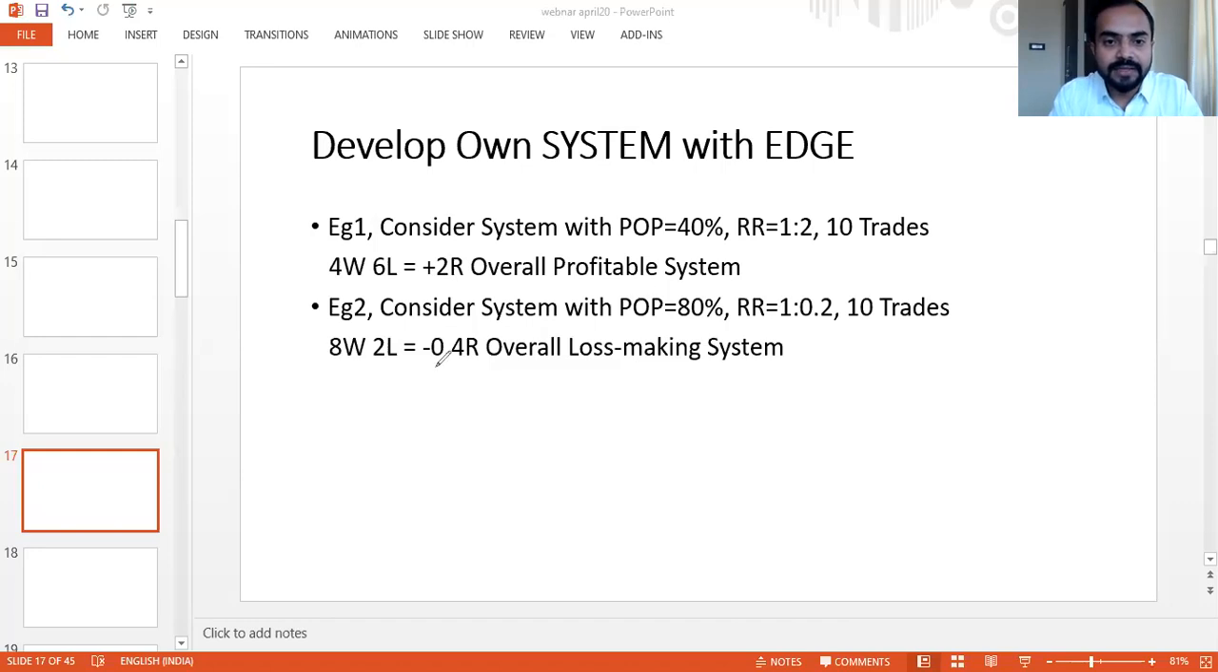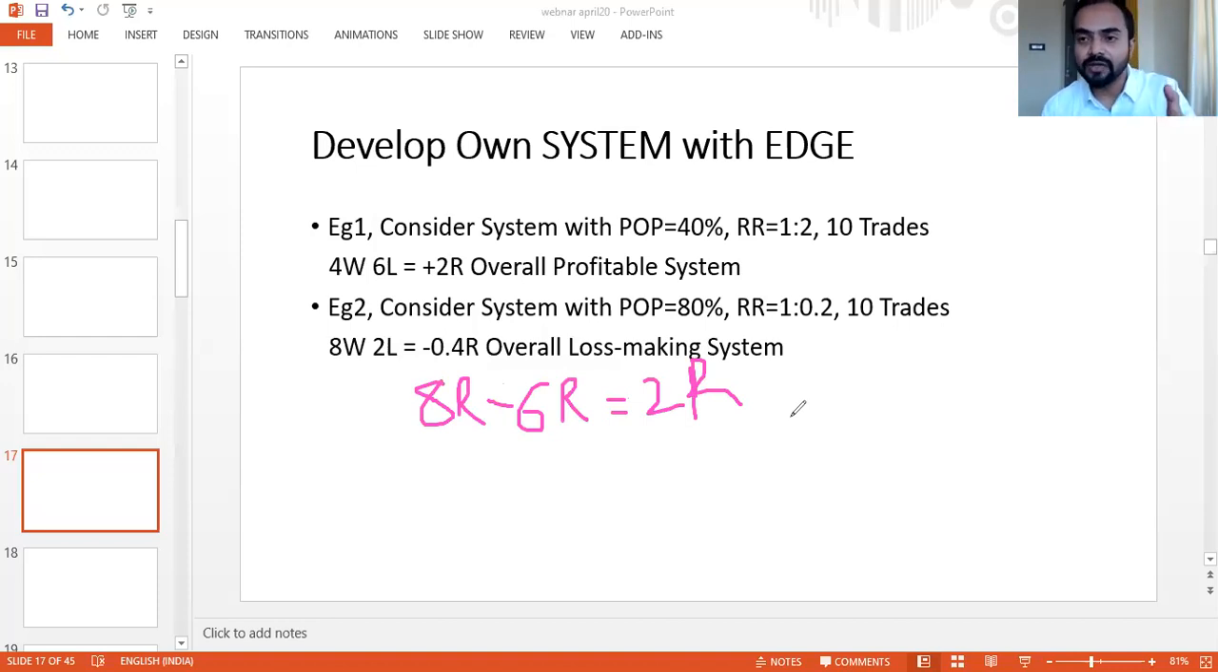What will happen here is 8R will be my profit, and 6R will be my loss. So if I subtract this, I will get 2R. So overall, I will be profitable, and my profit will be 2 times R, 2 times the risk. Suppose my risk per trade is 1,000 rupees. So overall, at the end of the 10 trades, I will make a profit of 2,000 rupees.